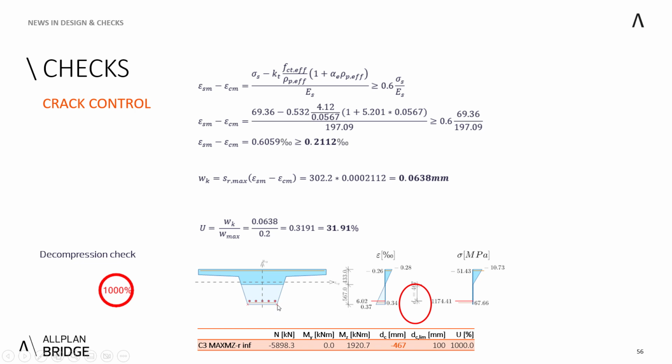I haven't mentioned it, but those small red arrows, when they appear in the crack control or stress limitation check, it means that the section has been cracked before or is cracked now at those fibers, and it will be considered as cracked, also influencing the cross-sectional characteristics from now on.